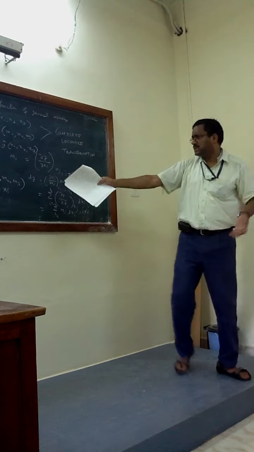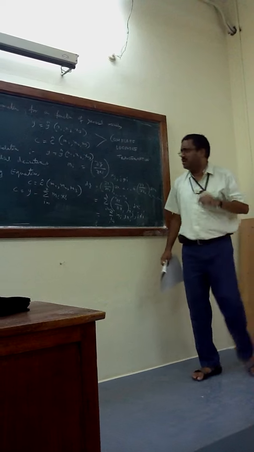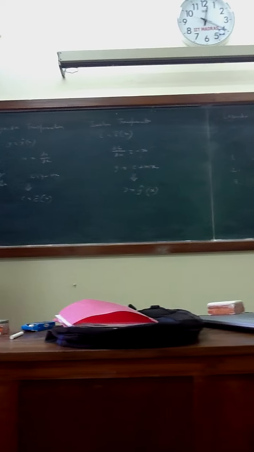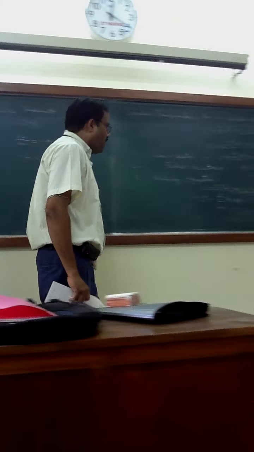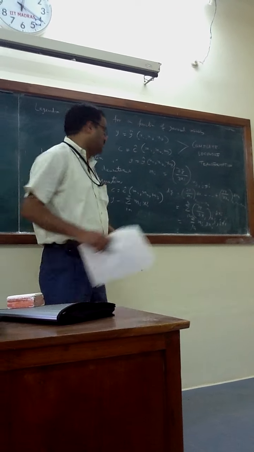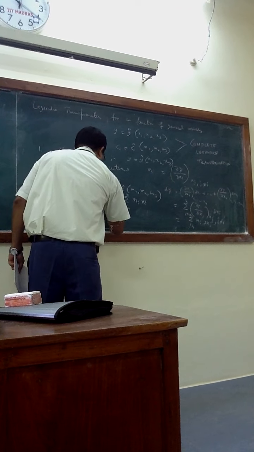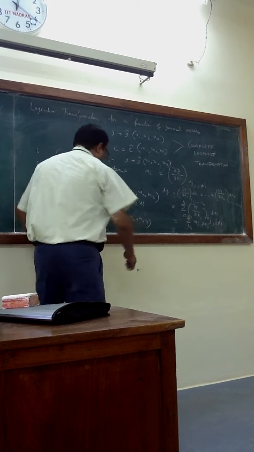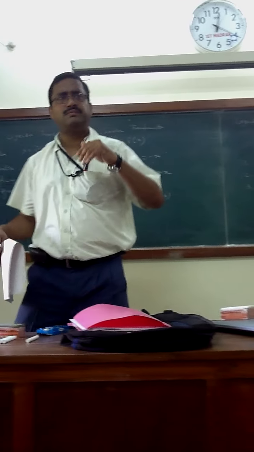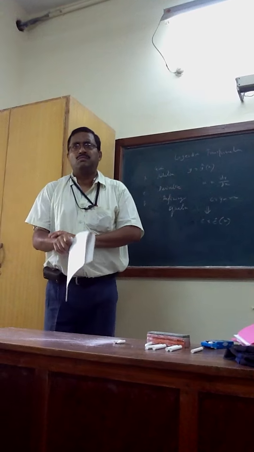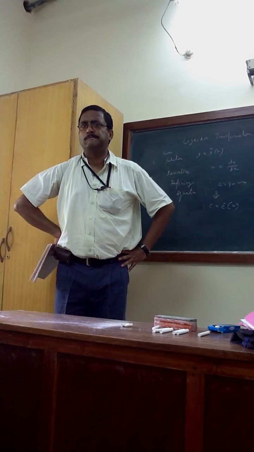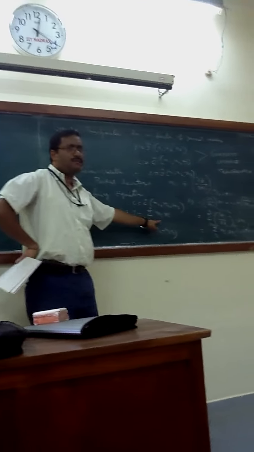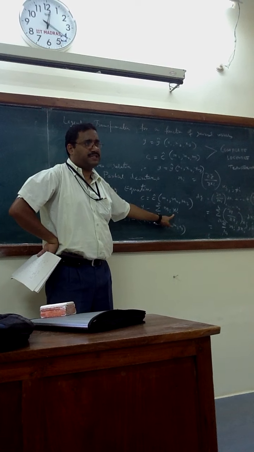Why? Linear relationship. This is valid for a straight line, y equals mx plus c. I am having multiple variables. Why? I have summation i equals 1 to n of mi xi. That means I am saying that c equals y minus m1 x1 plus m2 x2 plus m3 x3. Why is this valid? What is this mi? Del y by del xi at fixed xj, j not equal to i.